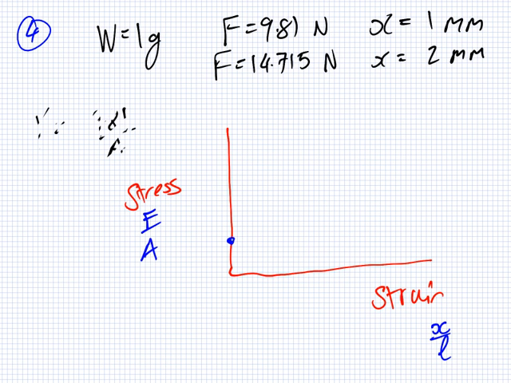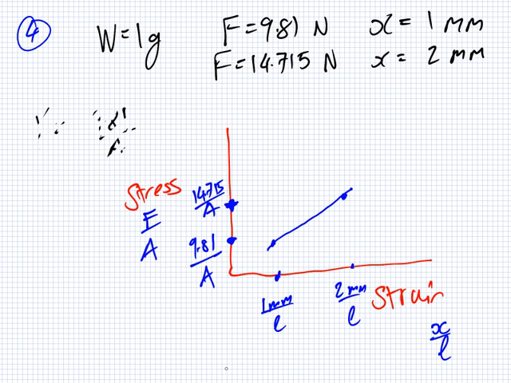So, do you know what? I didn't give you enough information in the question. I need to at least tell you what the area is. Anyways, what I was hoping you would do is draw the graph here. So this first point here is 1 millimeter over L, and this second point here is 2 millimeters over L, and this lower point here was 9.81 over A, and then this upper point here was 14.715 over A.